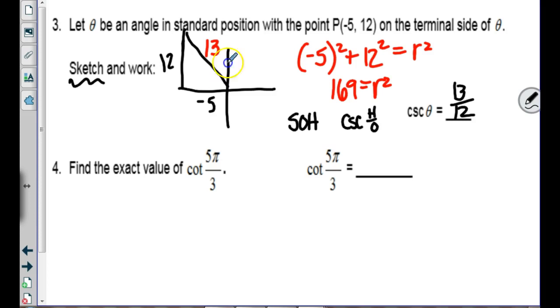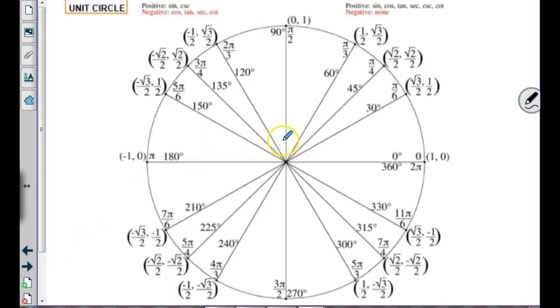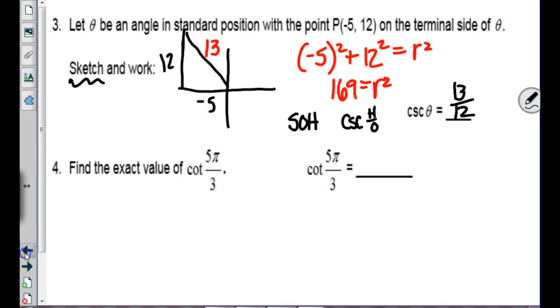Okay, number 4 says find the exact value of the cotangent of 5 pi over 3. So you go to your unit circle reference sheet and you go here, 5 pi over 3. What was it again, guys? Cotangent, thank you. So I'm just going to move the ordered pair over to our sheet so we can have that right next to it.